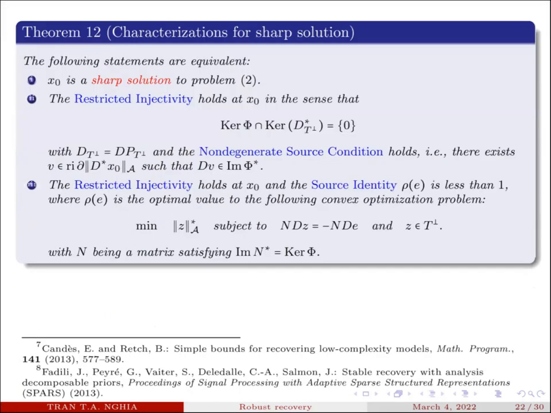So here is the very first theorem in our work in this direction. We establish the characterization for strong solutions. Now, x0 is a strong solution if and only if the restricted injectivity holds and the non-degenerate source condition holds. So this condition is quite similar to what people have with the restricted injectivity for the L1 norm. This one is also quite similar, okay? Quite similar. There is v in the relative interior of the subdifferential, such that Dv is in the image of Phi transpose.